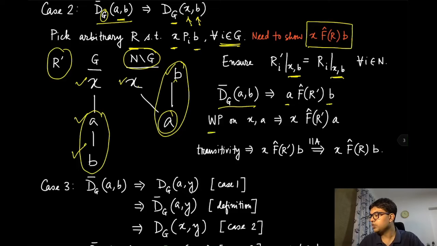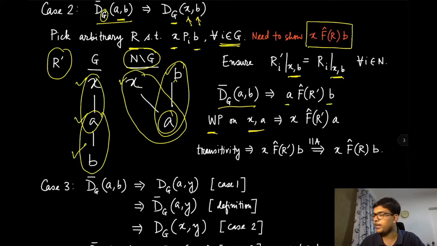Now using weak Pareto between X and A, because X and A have the same ordering for all the agents, so everybody is actually preferring X over A, weak Pareto should say that X should be above A. Now we are again going to use transitivity between these two things, and then we have that X is strictly more preferred in F of R prime than B, that we already know by transitivity.